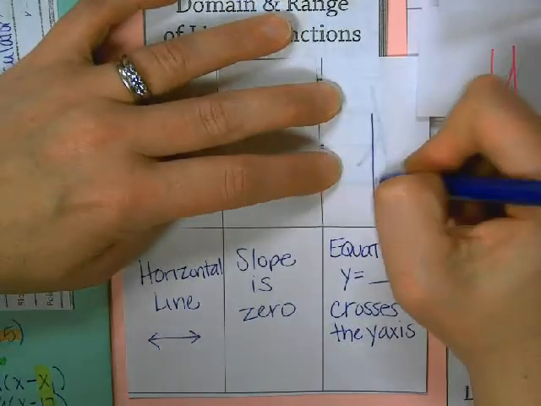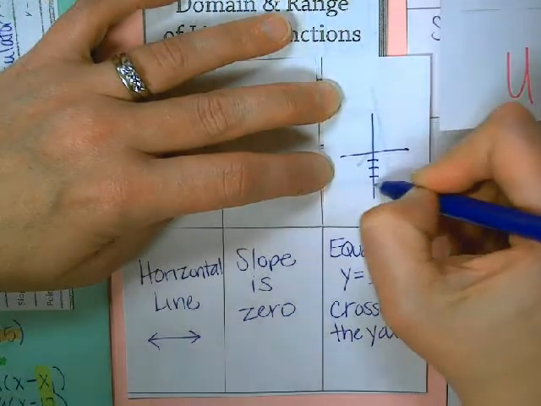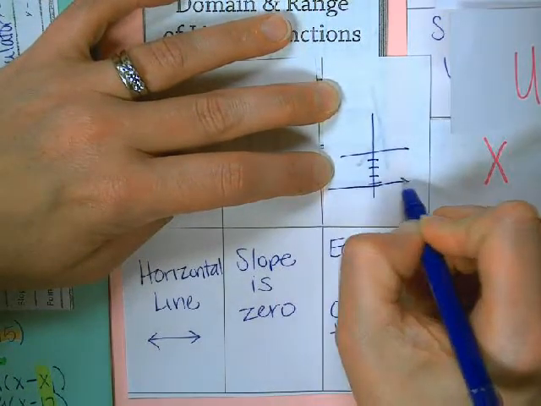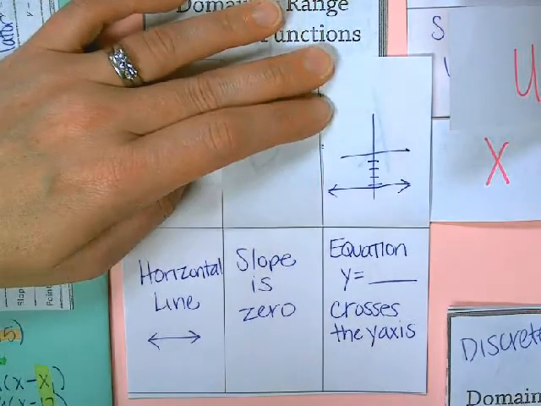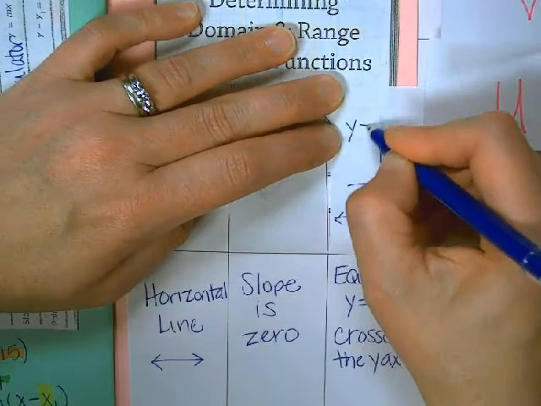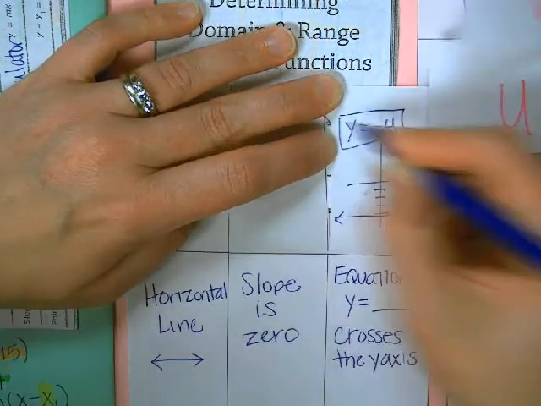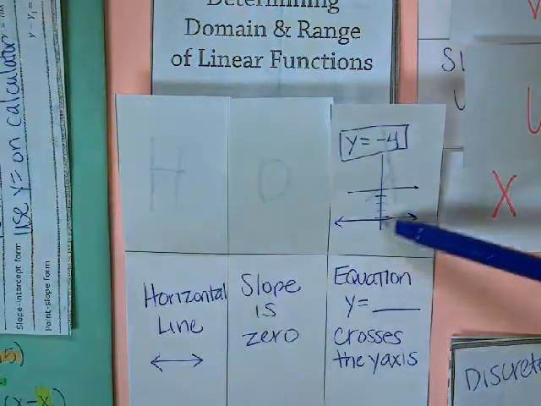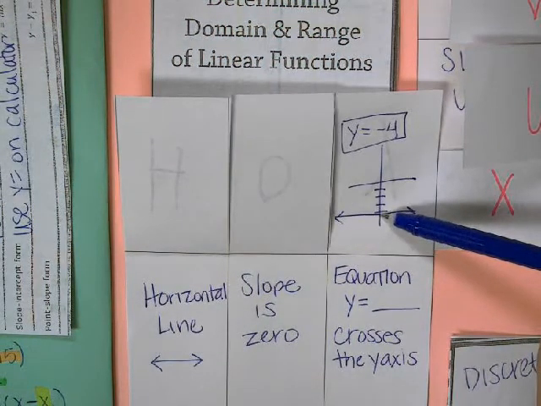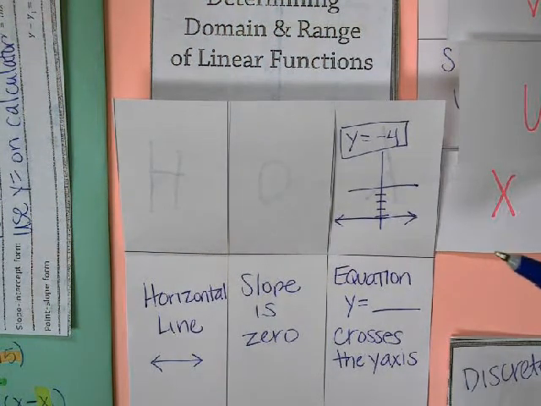Okay? So if I had this equation with a line going through the -4, we would say that this is y equals -4 because it crosses the y-axis at -4 and it is a horizontal line.